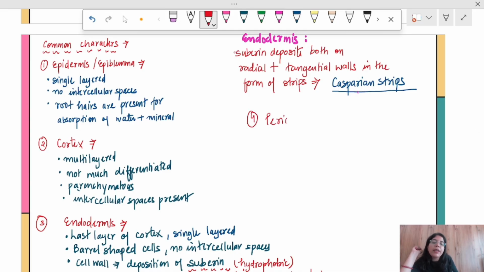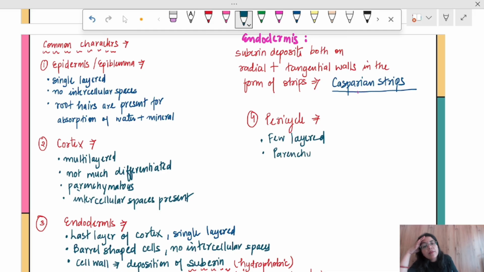So if I talk about pericycle, please remember pericycle is few layered. It is not one or two layers, it is few layered. And it is parenchymatous, thick walled cells. The cells are living cells, parenchymatous cells, but thick walled cells. Please remember this.